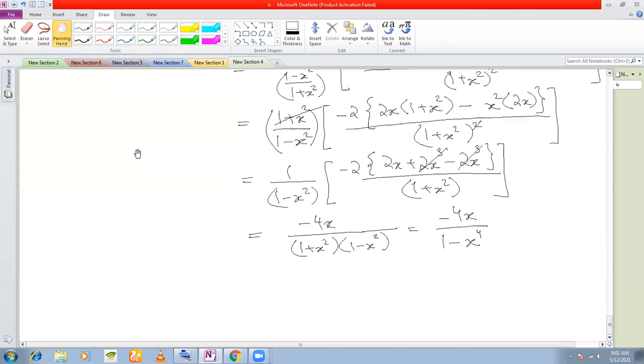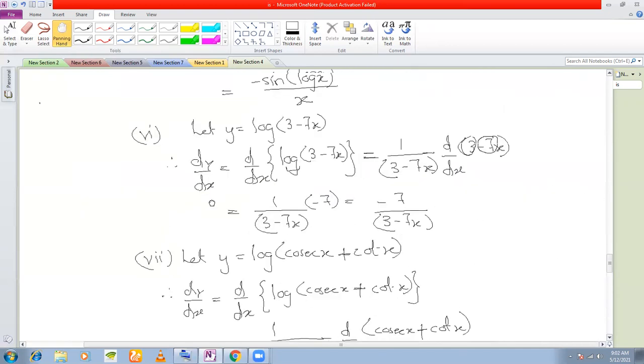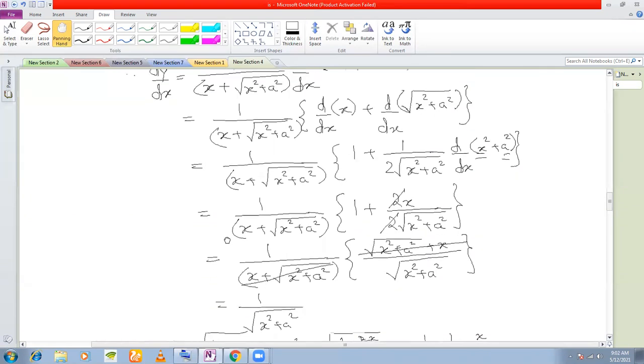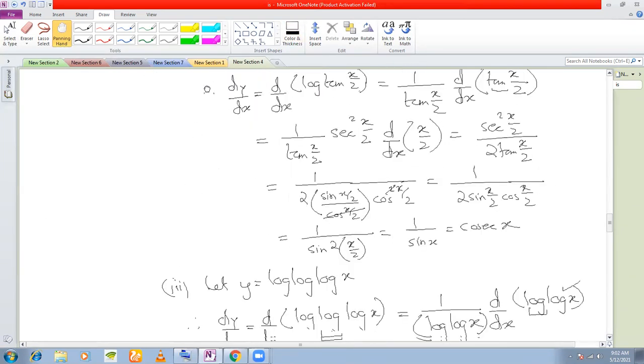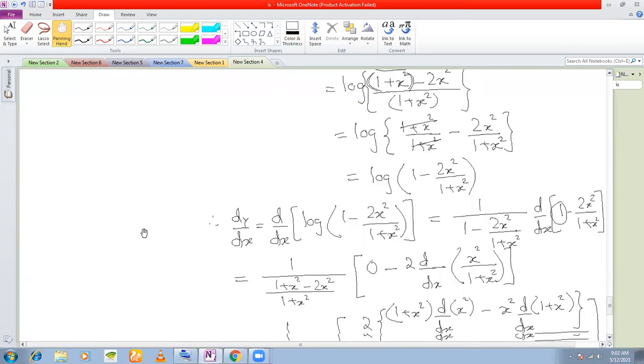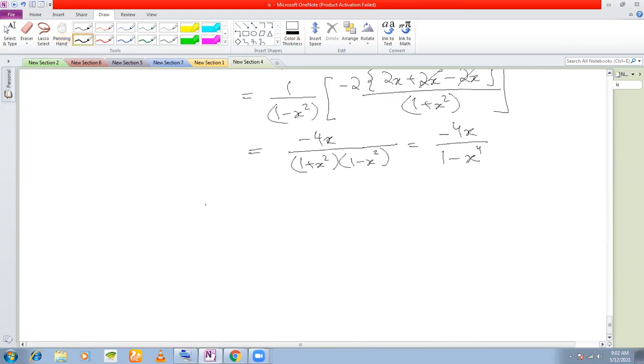Okay. Move on to the next problem that I gave you. What is the problem that I gave you next? Sine of log 3x. Again, by chain rule, we'll differentiate.